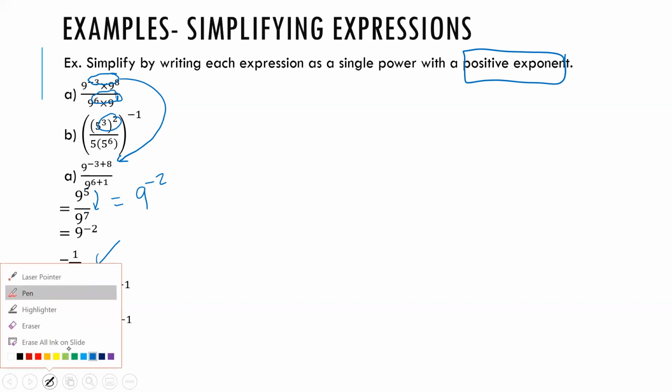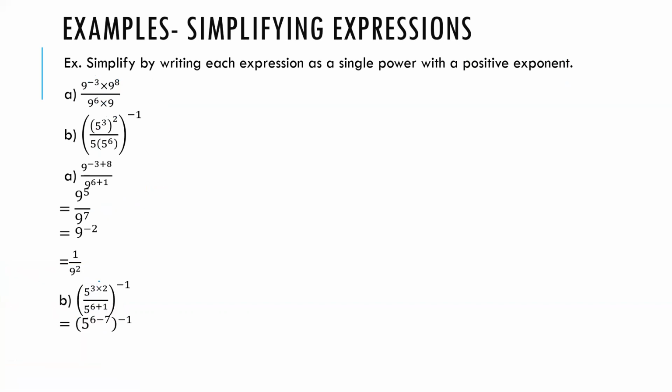So now we end up getting 5 to the power of 6 divided by 5 to the power of 7, which means that we subtract the exponents. And then we end up getting 5 to the power of negative 1. And then 5 to the power of negative 1 is then raised to the power of negative 1.